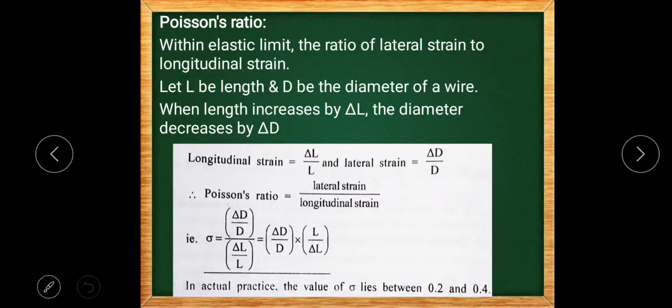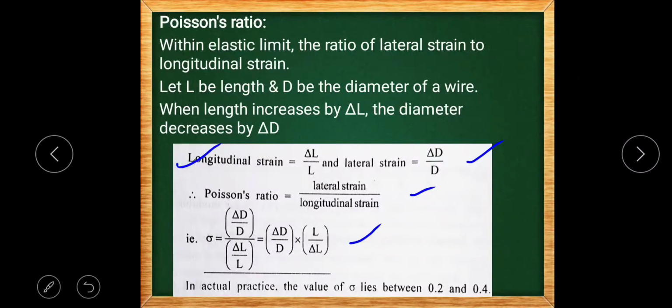Let L be the length and D be the diameter of a wire. When length increases by delta L, the diameter decreases by delta D. Then the longitudinal strain can be written as delta L by L, and lateral strain is the change in diameter to original diameter, delta D by D. Hence Poisson's ratio is equal to lateral strain by longitudinal strain. On substituting, we will get delta D by D into L by delta L.